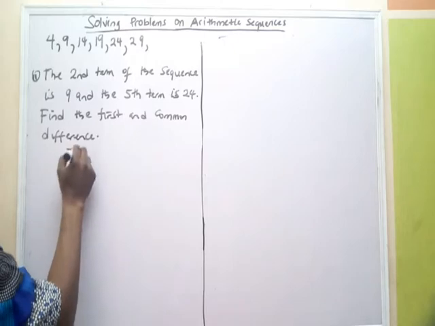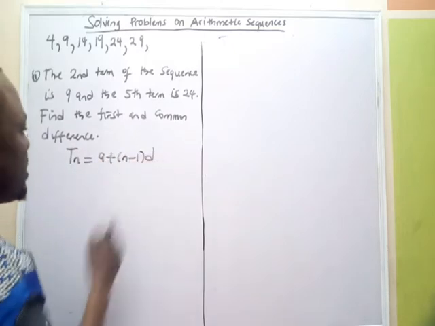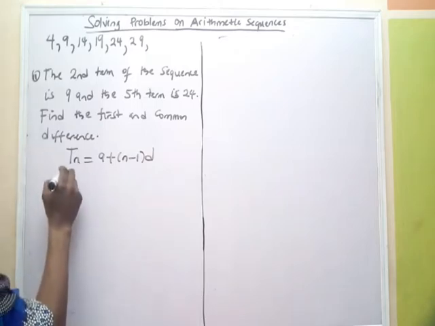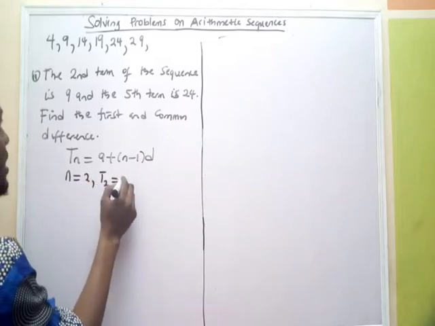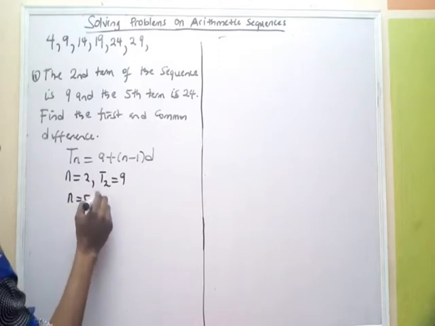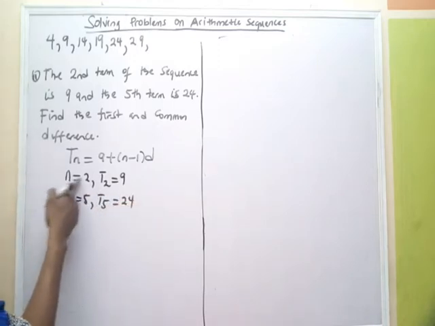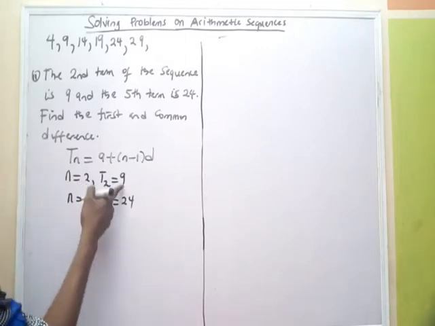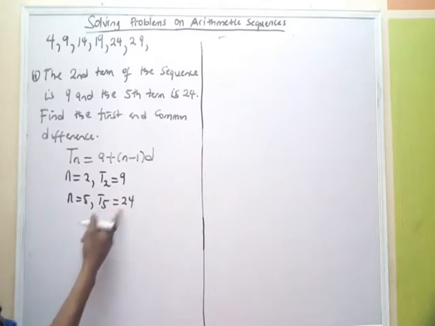Now we have the general formula Tn equals a plus (n minus 1)d. Here we are given the second term. When n is 2, T2 is 9. When n is 5, T5 is 24. What that means is that when the term number is 2, the corresponding value is 9. When the term number is 5, the corresponding value is 24.